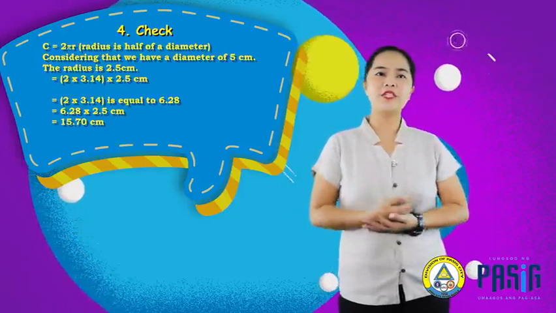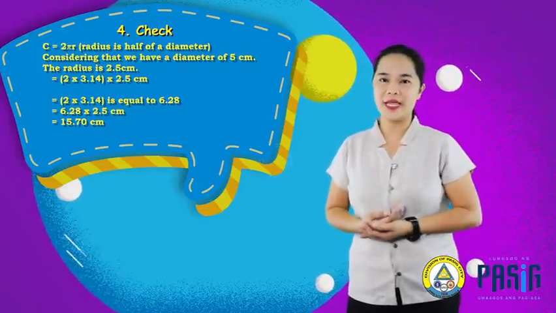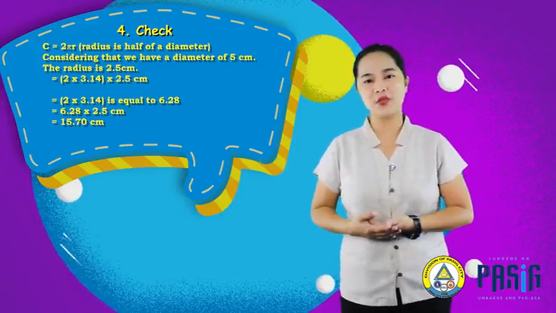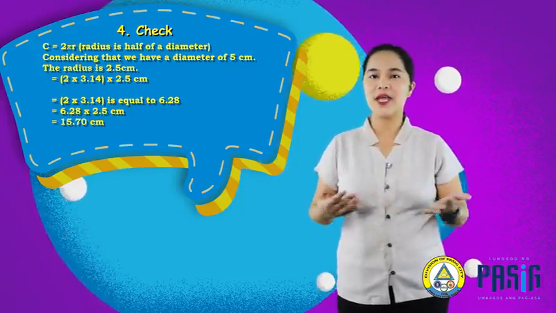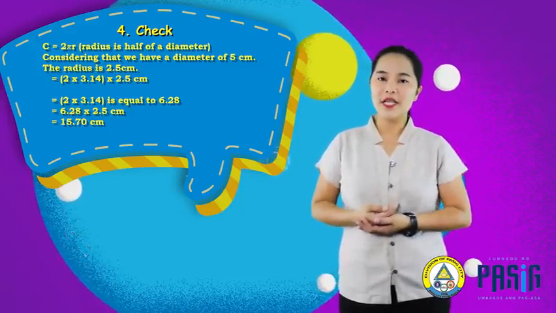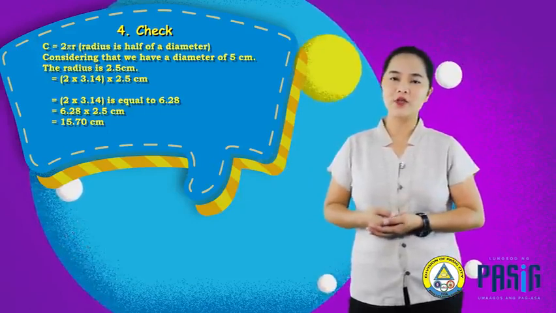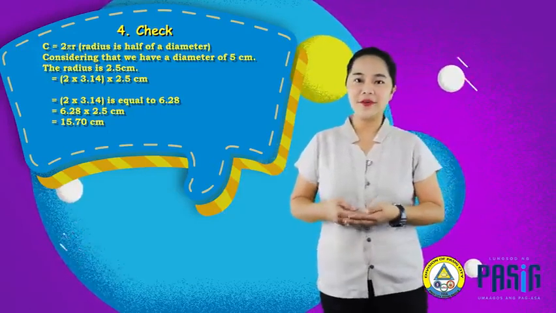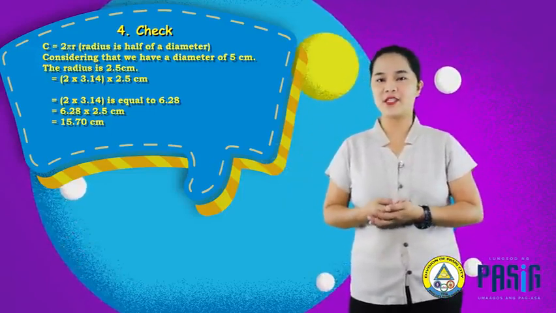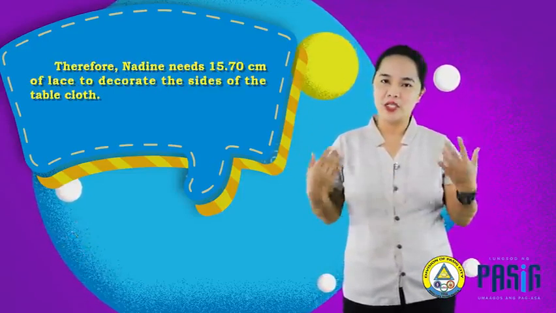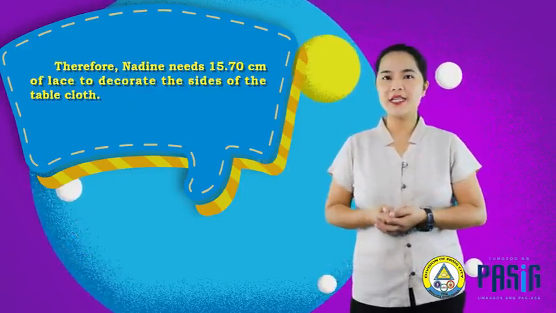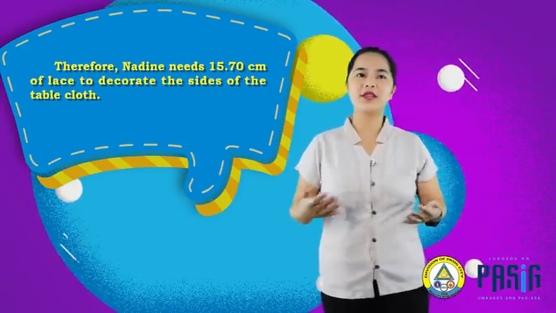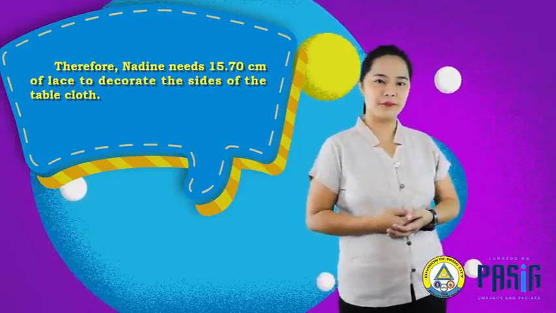Let us now first multiply the digits inside the parentheses. 2 times 3 and 14/100 is equal to 6 and 28/100. 6 and 28/100 times 2 and 5/10 centimeters, the product is 15 and 7/10 centimeters. Therefore, Nadine needs 15 and 7/10 centimeters of lace to decorate the sides of the tablecloth.